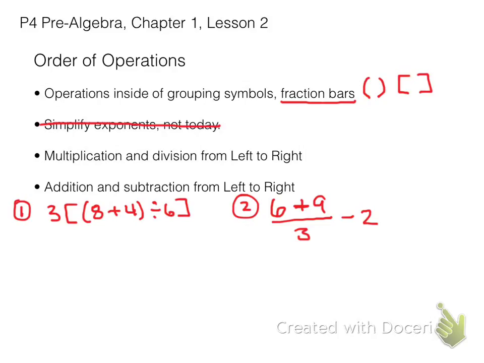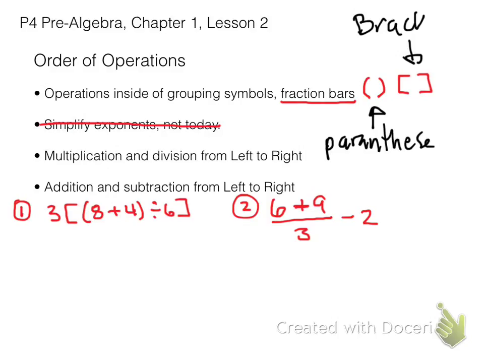For Chapter 1, Lesson 2, the first thing we're going to talk about is order of operations. As a reminder, order of operations starts with grouping symbols, and grouping symbols can be fraction bars, parentheses, and brackets. So these are parentheses, and these are brackets. And when you have multiple parentheses and brackets in the same problem, you need to start at the most inward of the brackets or parentheses, because that's going to be the beginning of what you need to do.